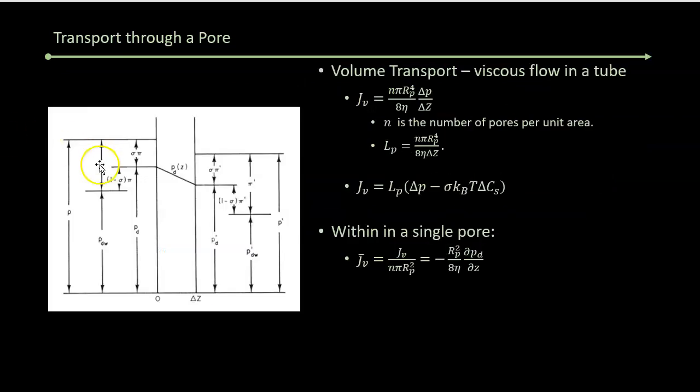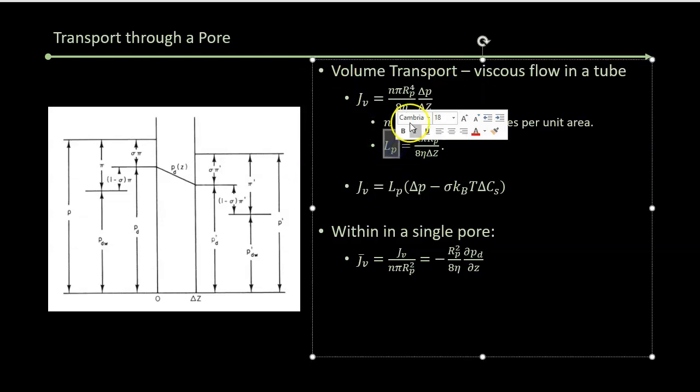As always, like volume transport, we're looking at viscous flow through a tube, which we looked at in chapter 3. When you look at what viscous flow through a tube looks like, it becomes clear that this coefficient LP is a calculable quantity based on physical characteristics of the pore, the viscosity of the fluid, and the number of pores per unit area, right? So radius of the pore, length of the pore, viscosity of the fluid, number of pores per unit area.